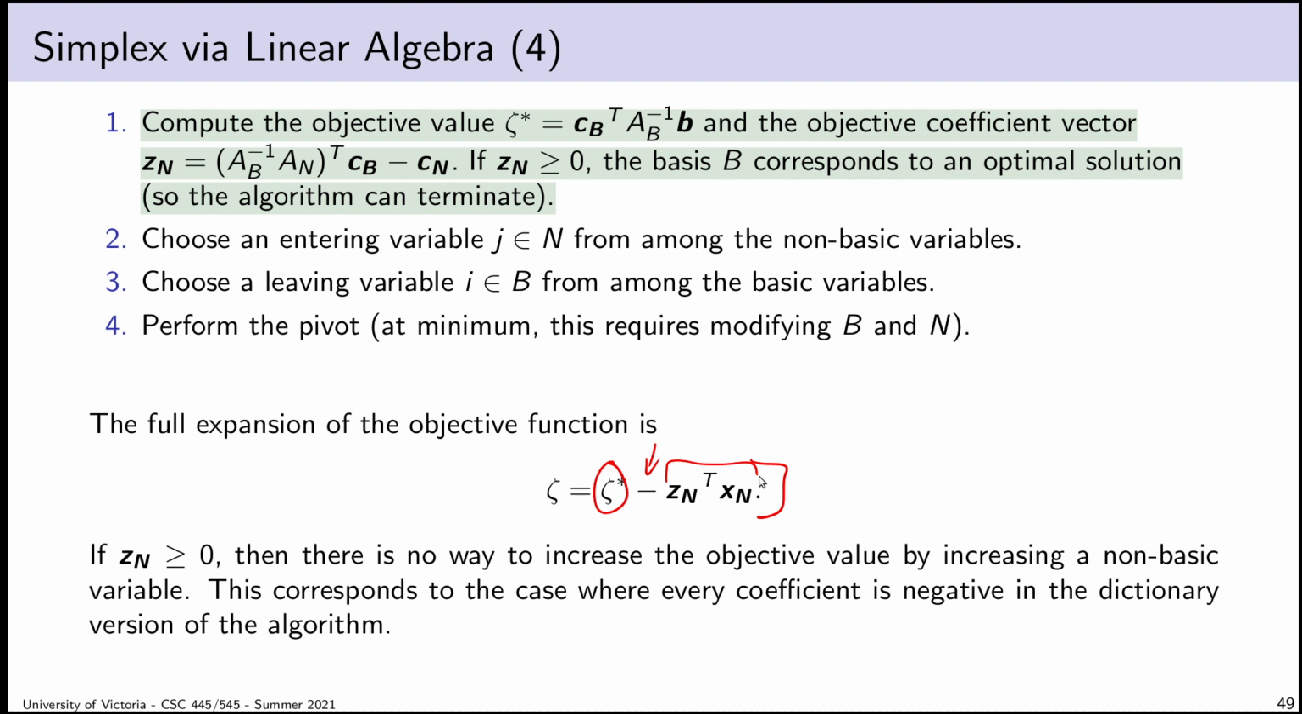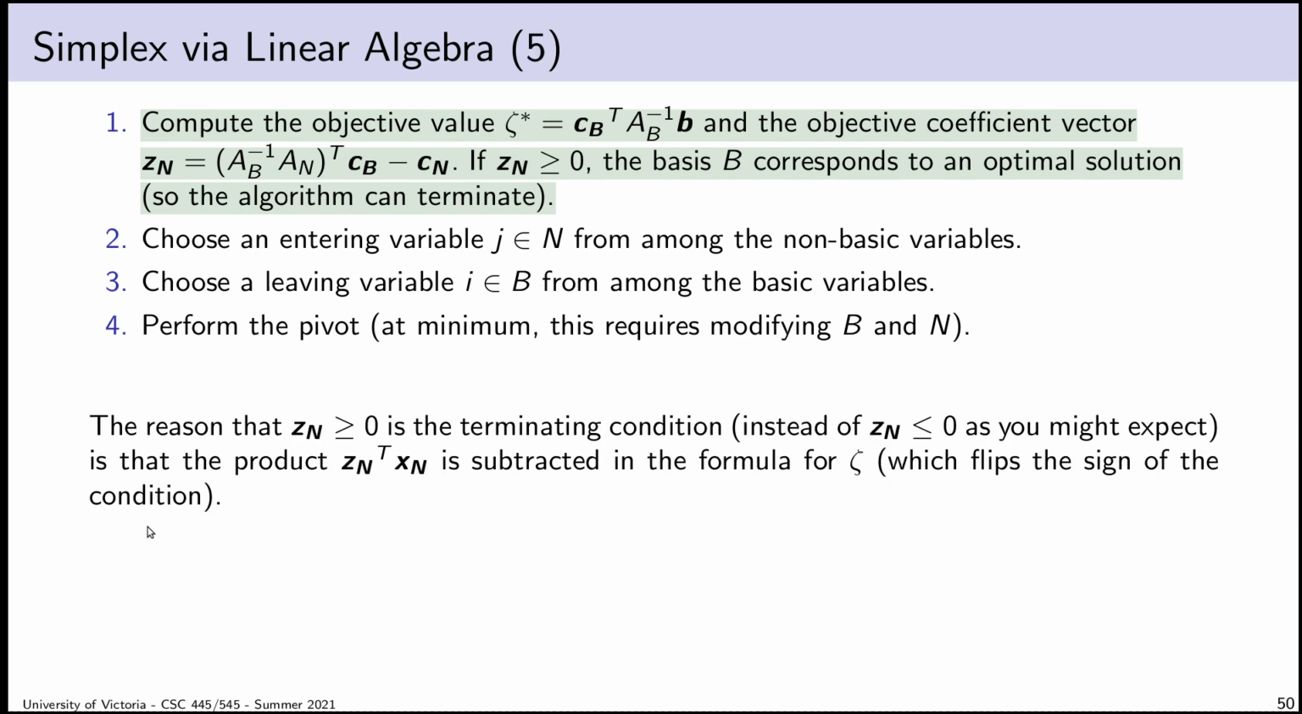Now, because of the minus sign, what we usually expect, that is looking for our entering variable as one with a positive coefficient, it means it's going to have a negative entry in Zn. So if we discover that every element of Zn is greater than or equal to 0, then there is no potential entering variable. And that means we're staring at an optimal dictionary. And so the slides are now saying what I just said.